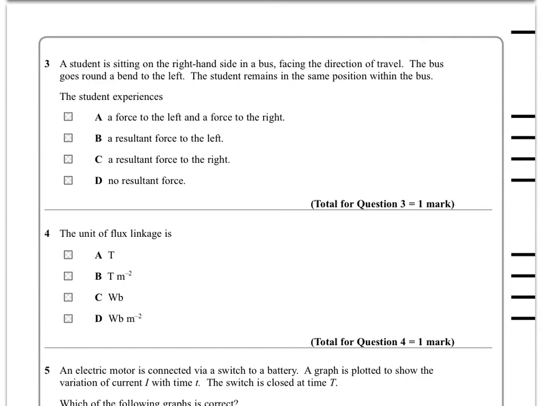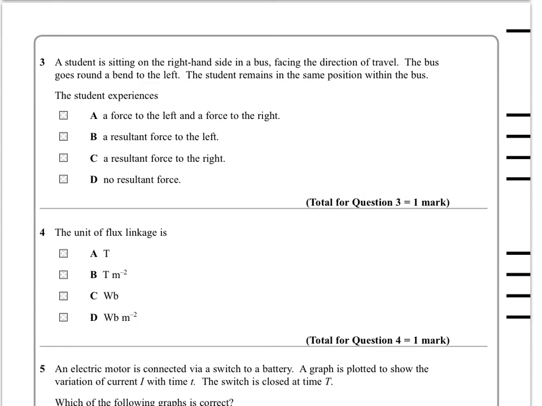Question 3. A student is sitting on the right-hand side of a bus facing the direction of travel. The bus goes round a bend to the left. The student remains in the same position within the bus. The student experiences a force to the left and a force to the right, a resultant force to the left, a resultant force to the right, no resultant force. Well, the important thing here is the direction of travel of the bus. The bus is turning, according to this, to the left.